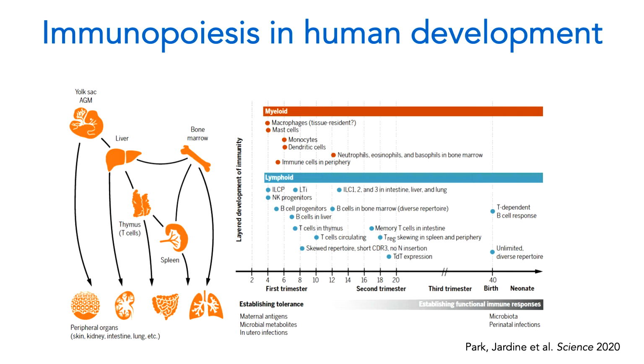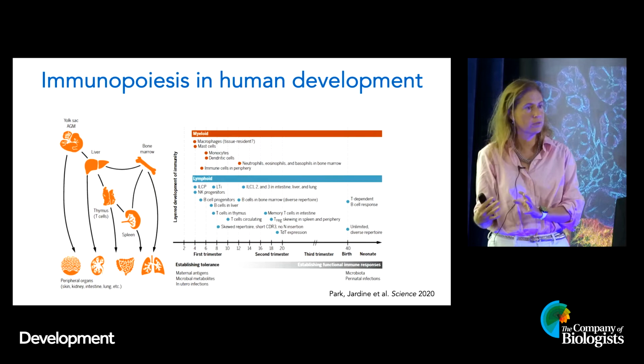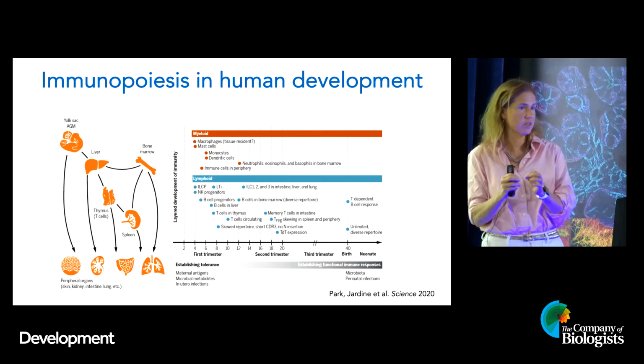I should say that compared to the mouse, the immune system is quite fast evolving across organisms, just like the reproductive system. And so there are a lot of differences both in the tempo of the development and in the precise cellular and molecular details, but I won't go into that in this talk.